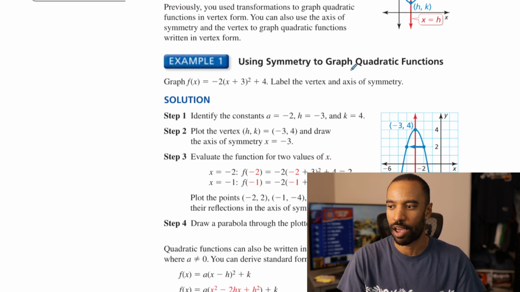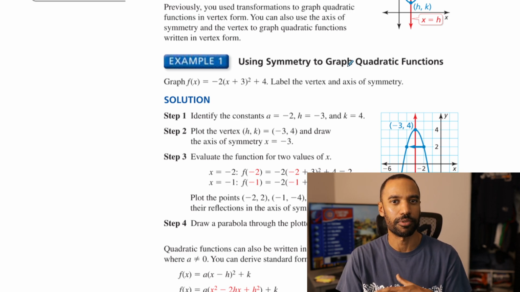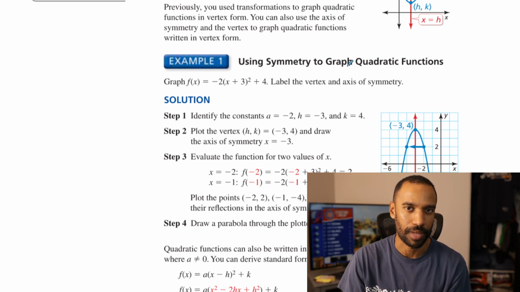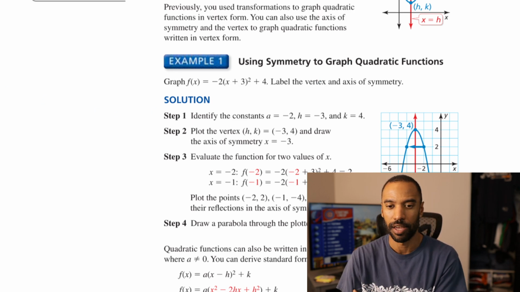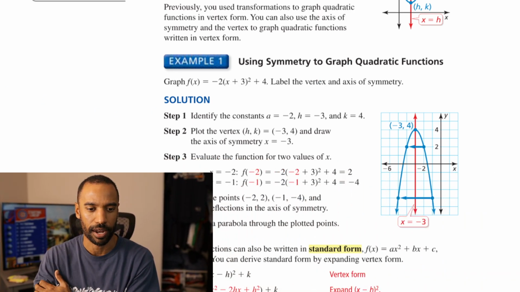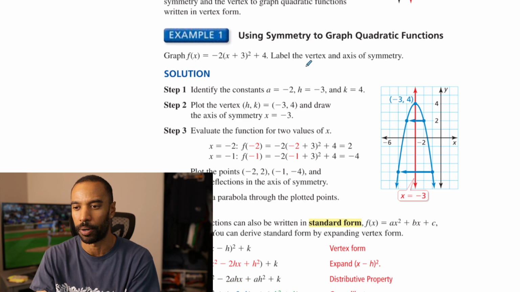So, using symmetry to graph quadratic functions, again, this is something I jumped the gun on. So this is stuff I'm probably going to gloss over. It's going to go kind of fast because I've been doing this from before.